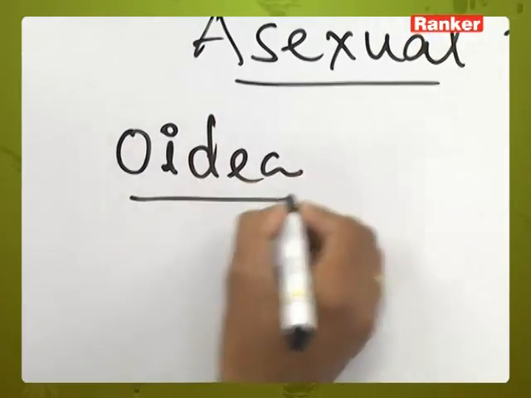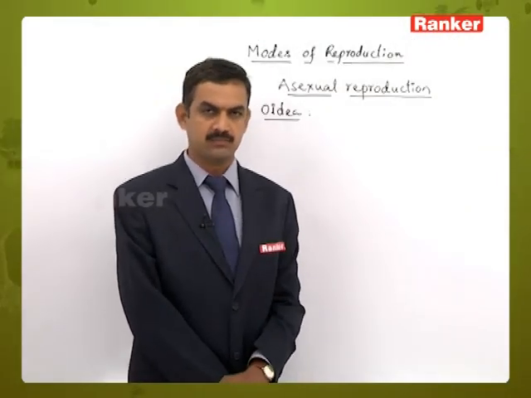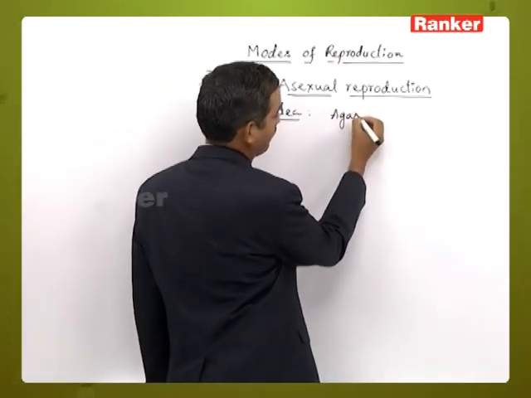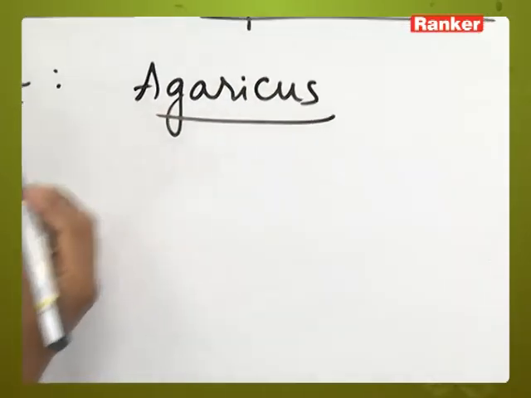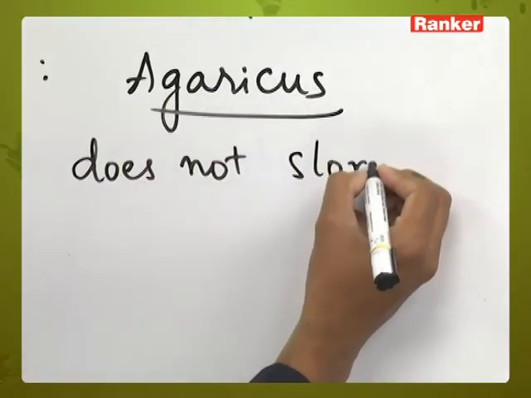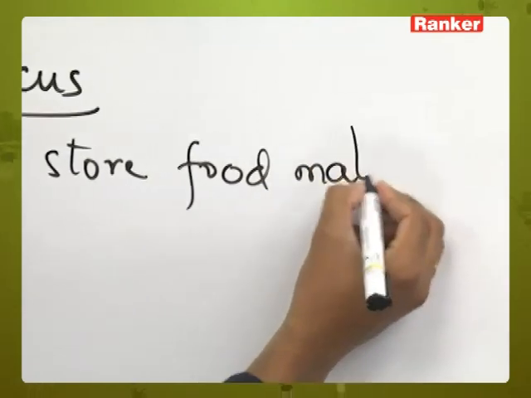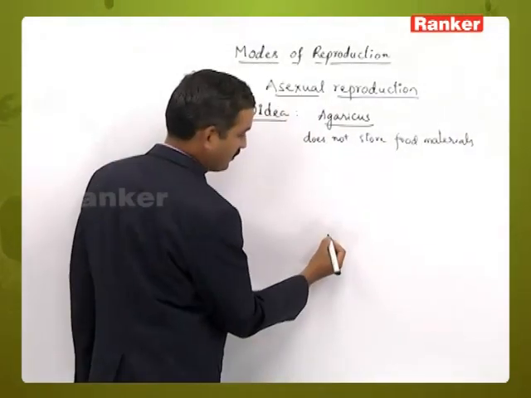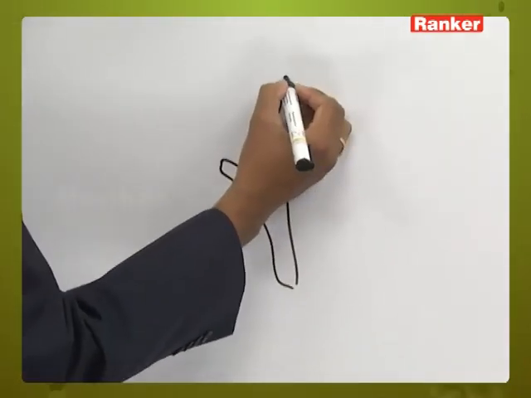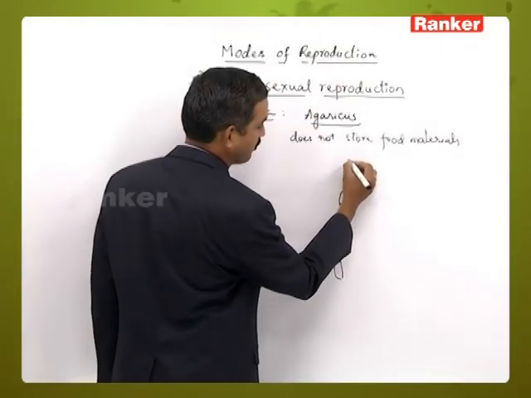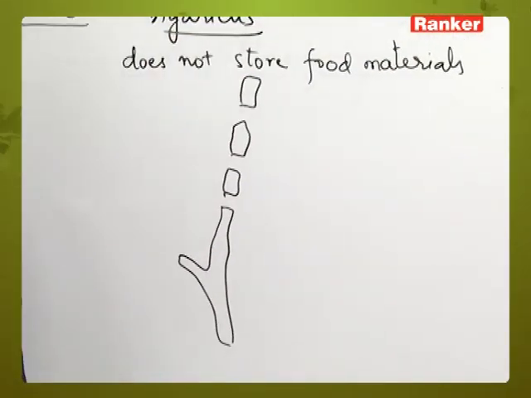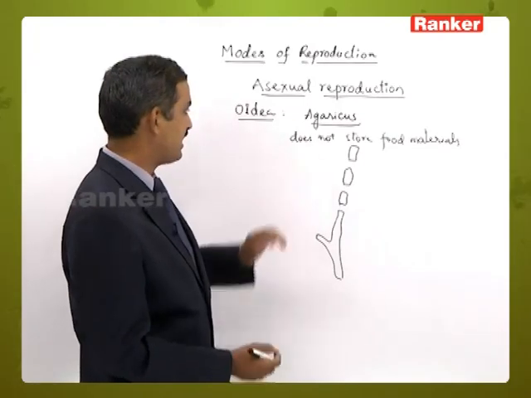Next one is oidia. Oidia are a special type of spores that can be seen in Agaricus species. These are simple structures that do not store food materials. If you observe the structure, they are separated into small fragments like this. These are the oidia, small unicellular structures separated from the parent, and each fragment develops into a daughter structure. This can be seen in Agaricus species.